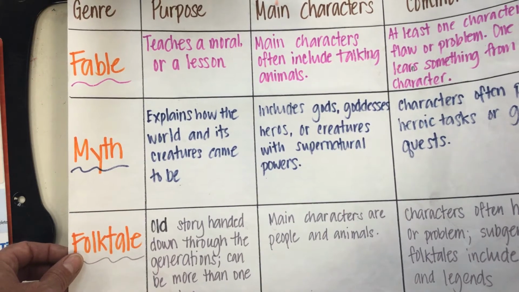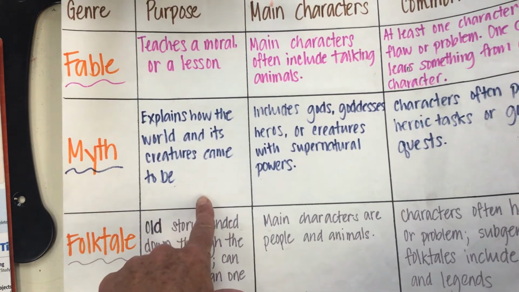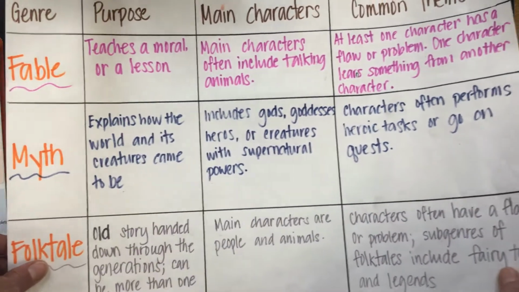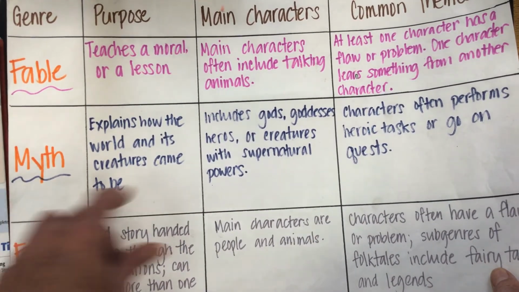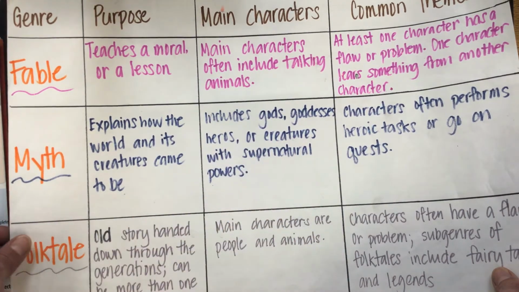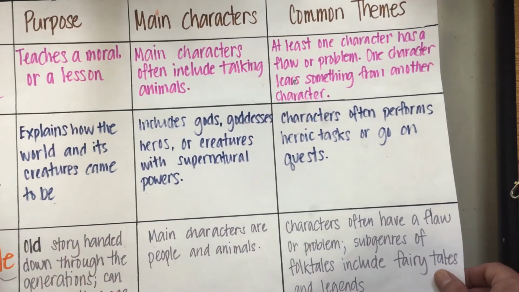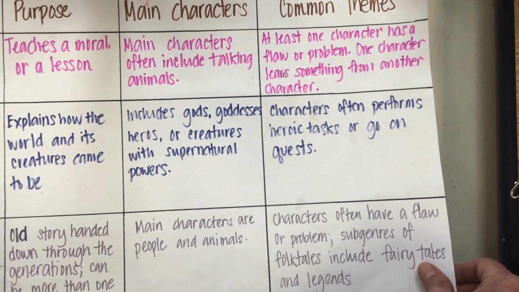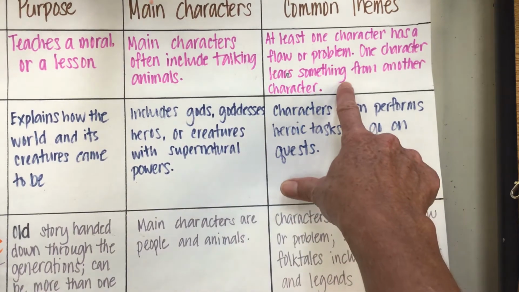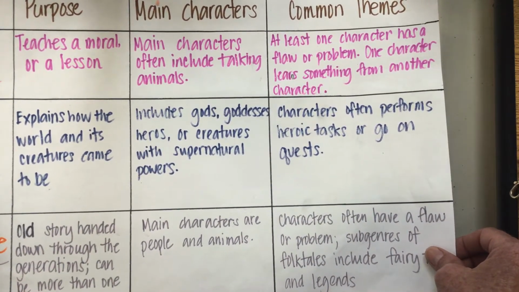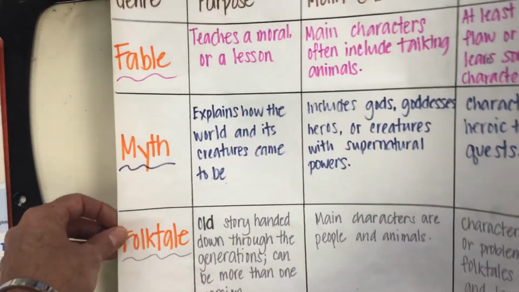The purpose of a myth is different from a fable because it explains how the world and its creatures came to be. And the characters aren't always talking animals. They include gods, goddesses, heroes, or creatures with supernatural powers. And the themes with myths is that the characters often perform heroic tasks or they go on quests. That's different from a fable. They're not learning from one another. They're performing heroic things or going on quests.